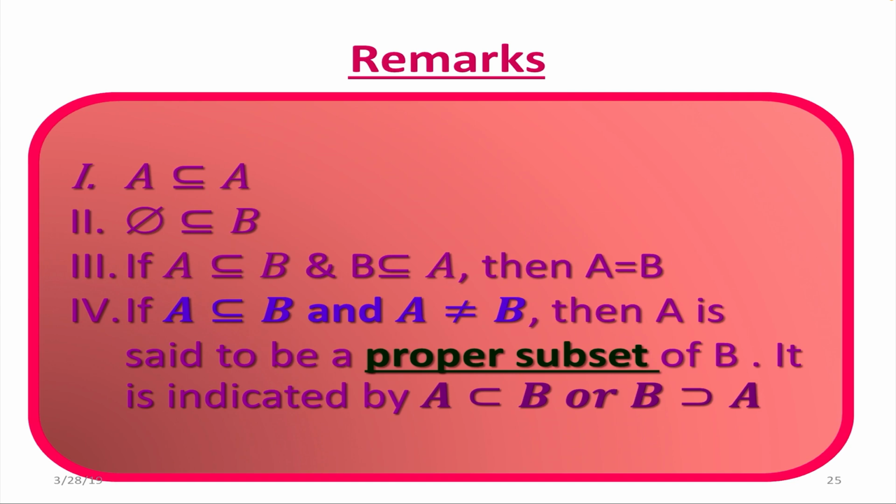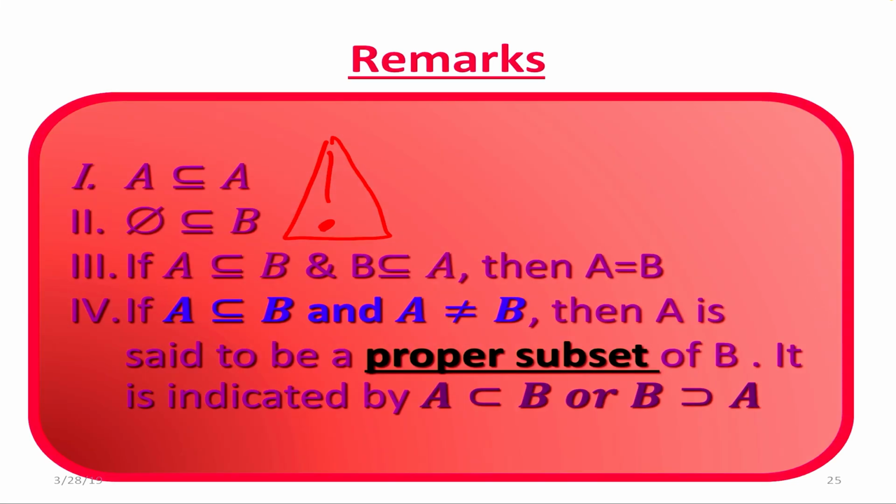The first one, the set A is a subset of itself. The second one, the empty set is a subset of any set B. The first two properties, I would say, are vitally important. Number three, if A is a subset of B and B is a subset of A, then A equals B.